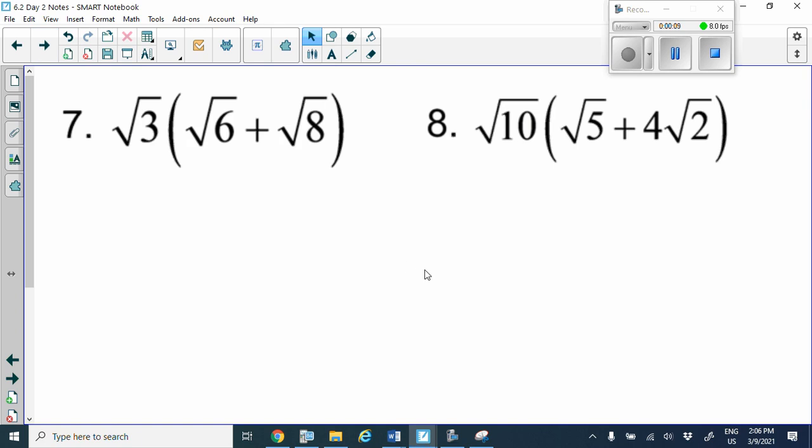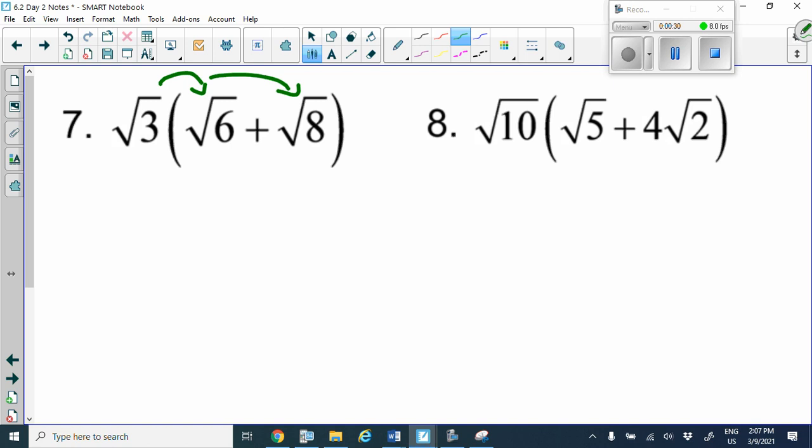We have square root of 3 times the quantity square root of 6 plus square root of 8. Now remember, anytime you have a monomial, and remember monomial means one term, and multiply by a binomial, we distribute. And remember, binomial means 2. So because we have the same radical, whatever is underneath, we can actually multiply.